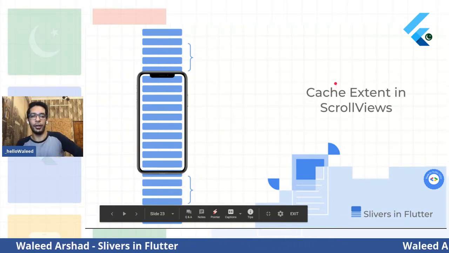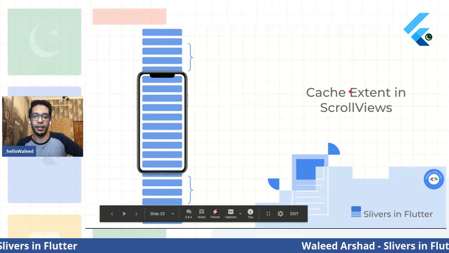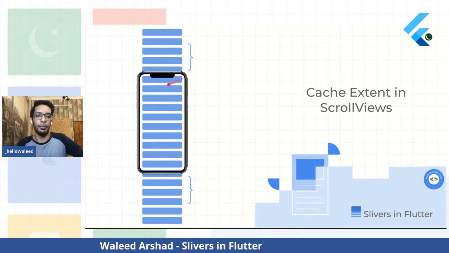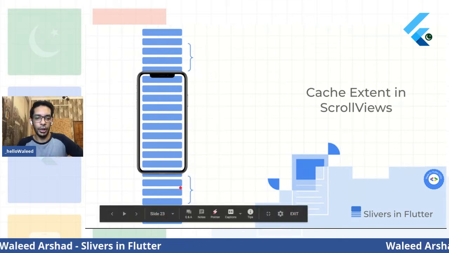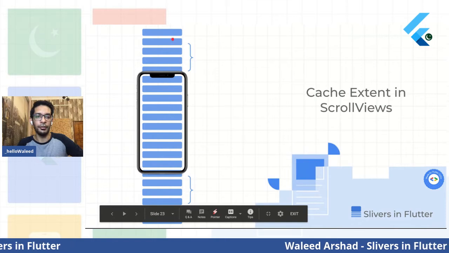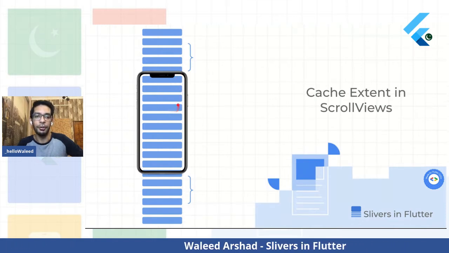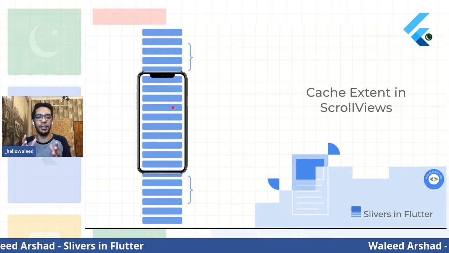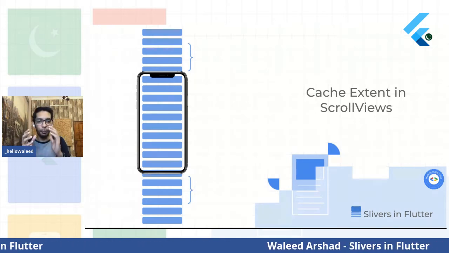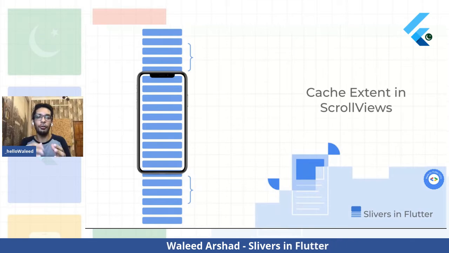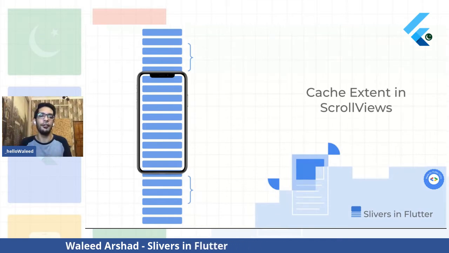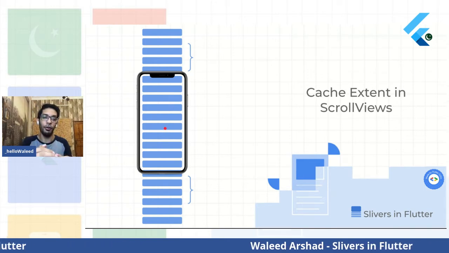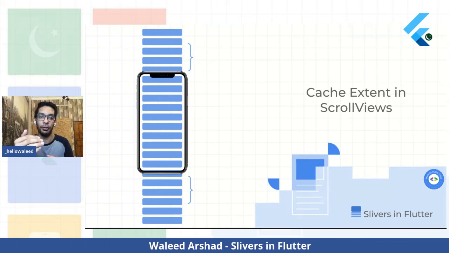So suppose I give its cacheExtent so that two more elements need to be populated beyond my UI. So it will populate two elements here and two elements here, outside of my viewport. That's the beauty of cacheExtent. It allows you to populate some elements outside of your UI, so that when the user scrolls, the populated widgets are already there. They are not loading at runtime.